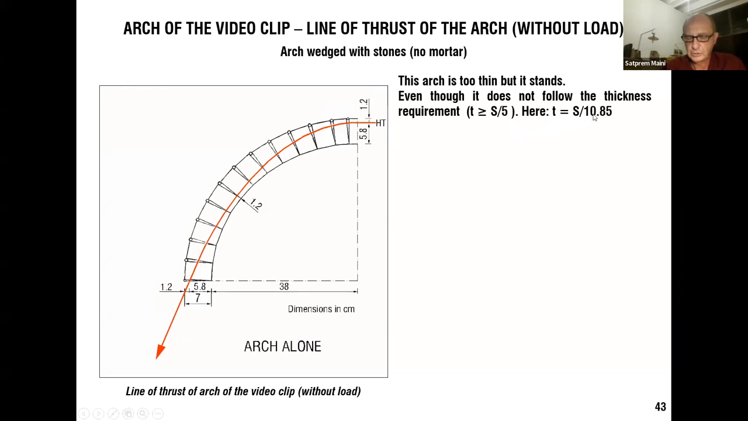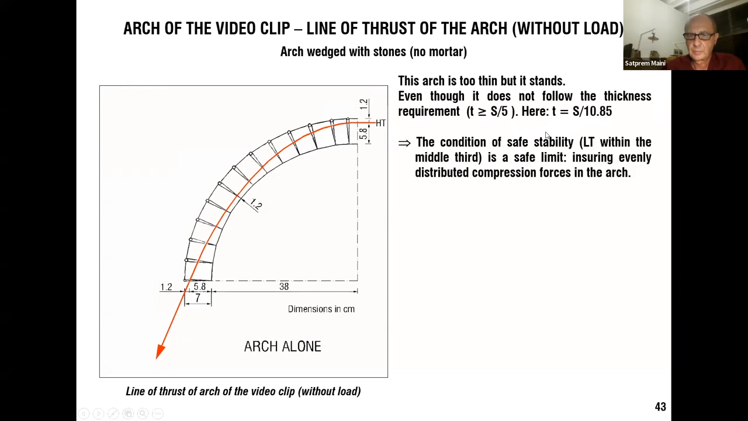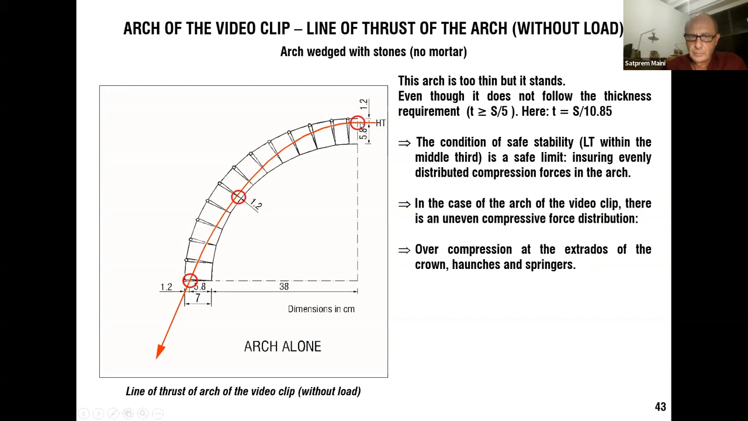That means logically it should not be stable. That's why when we say the condition of stability is that the line of thrust should be within the middle third, it's a safe limit, which can ensure evenly distributed compression forces in the arch. Otherwise we have overcompression here and here, and that means tension here, and tension here. That's why it tends to deform, but it still stands.